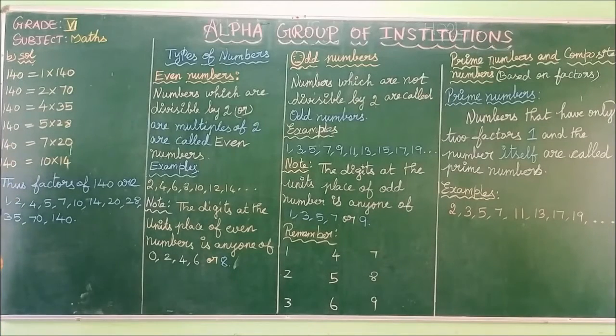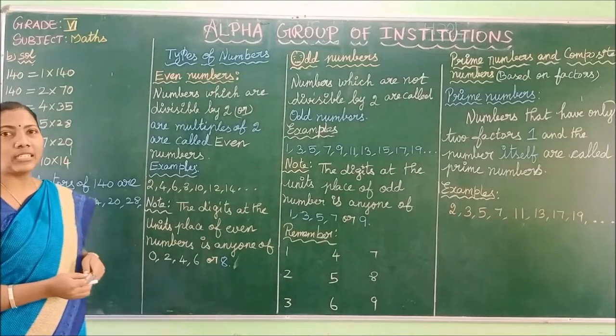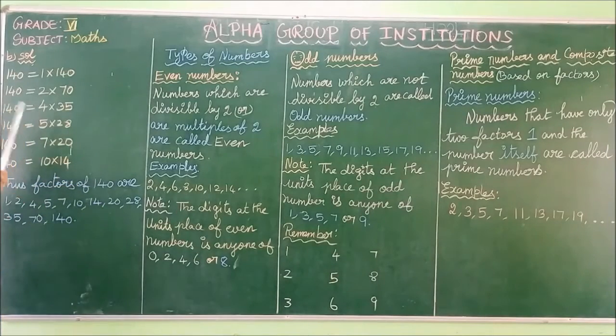Next subdivision will be 140. That is, you have to find all the factors of 140. So first step you have to write the 140 as the multiple of 1. Thus 1 into 140.